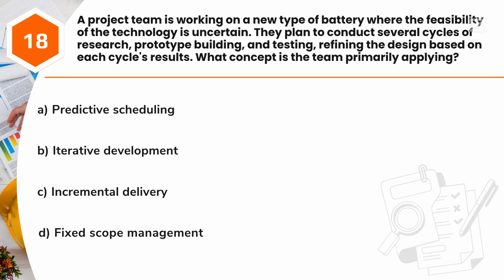Question 18. A project team is working on a new type of battery where the feasibility of the technology is uncertain. They plan to conduct several cycles of research, prototype building, and testing, refining the design based on each cycle's results. What concept is the team primarily applying? A. Predictive scheduling. B. Iterative development. C. Incremental delivery. D. Fixed scope management.